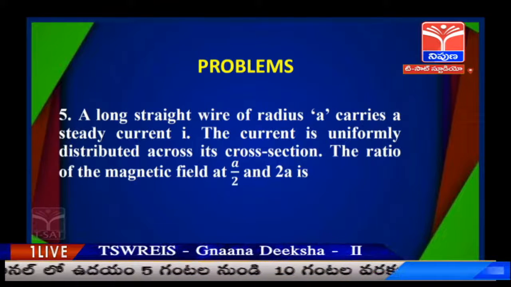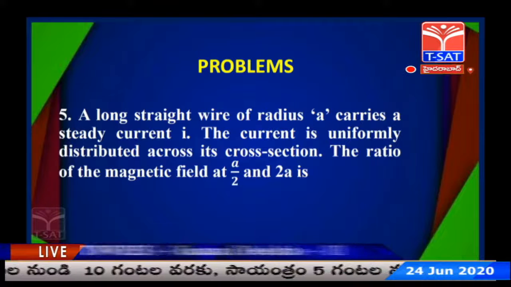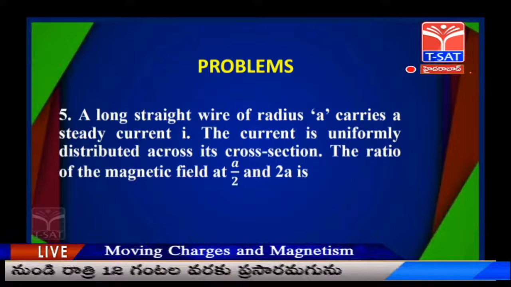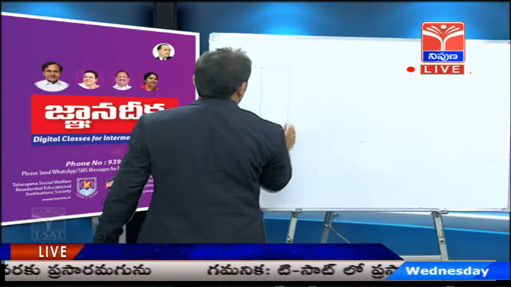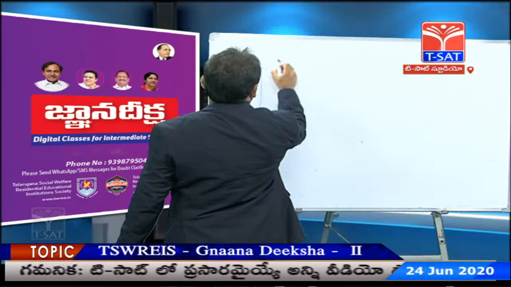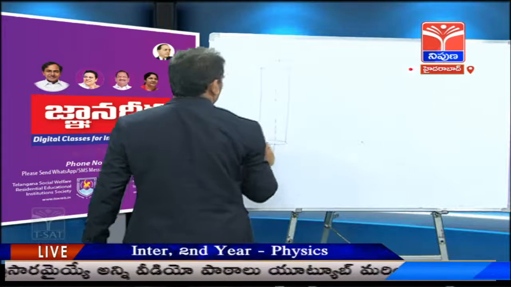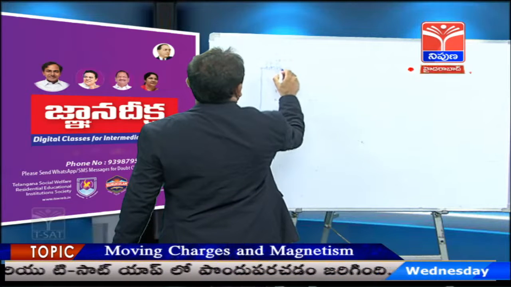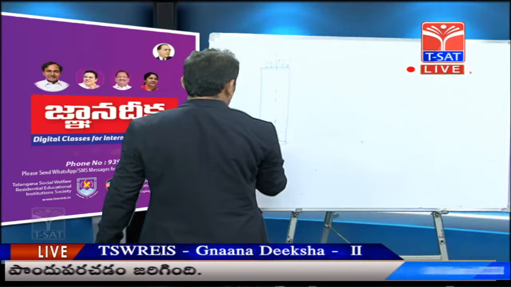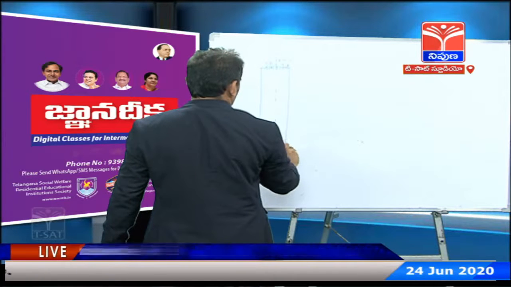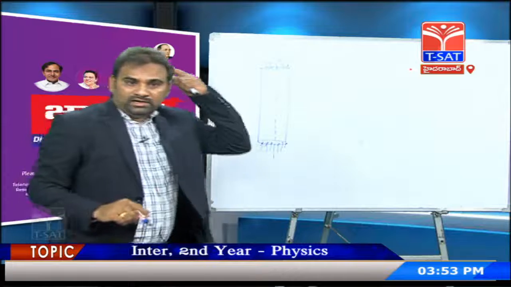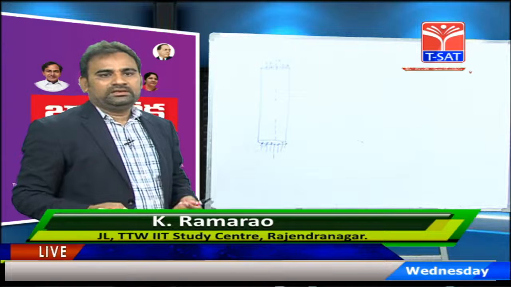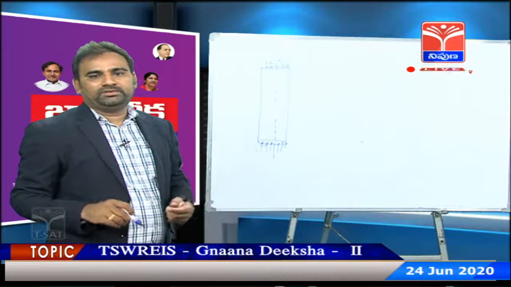One current carrying conductor was given, a current carrying straight wire, which has a radius r equal to A. Suppose the current is flowing in this direction. Next, it carries a steady current I, and the current is uniformly distributed across the cross section. The ratio of the magnetic field at a distance of A by 2 and 2A is asked.